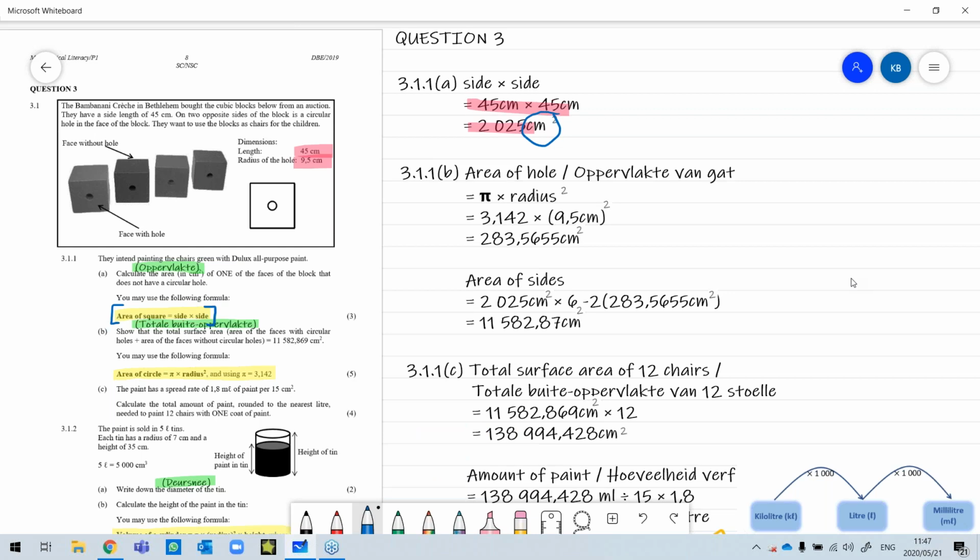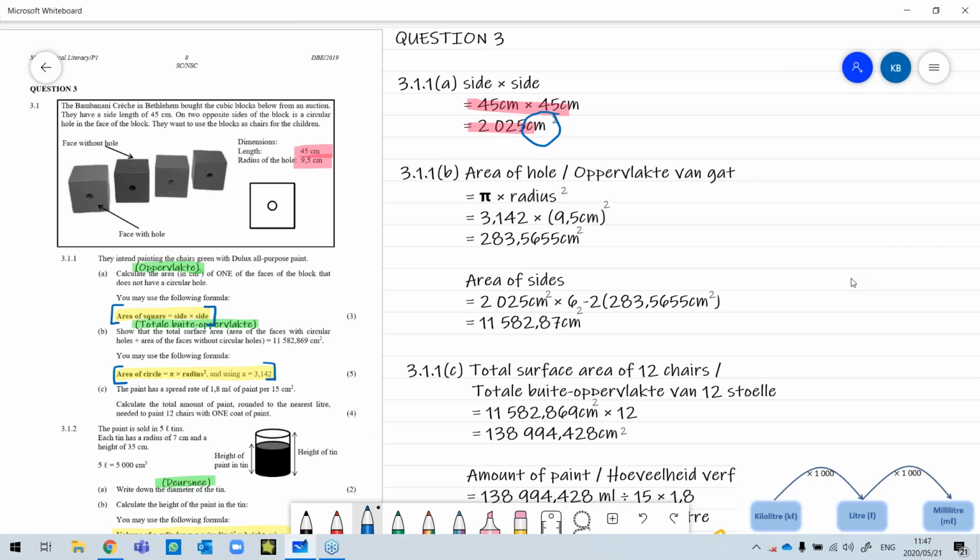Okay, question 3.1.1b. Show that the total surface area, the area of the faces with circular holes plus the area of the faces without circular holes equals 11,582,865 square centimeters. You may use the following formula. So once again, they provide you with a formula of the area of a circle.